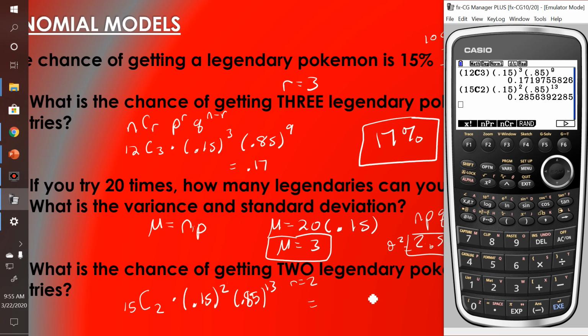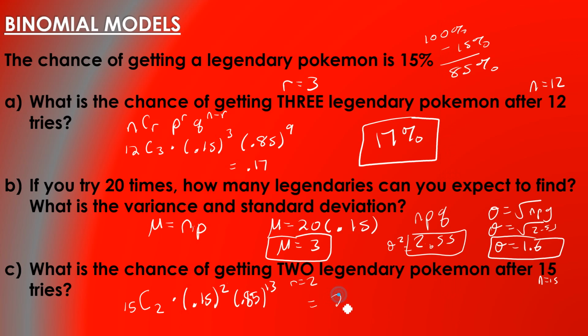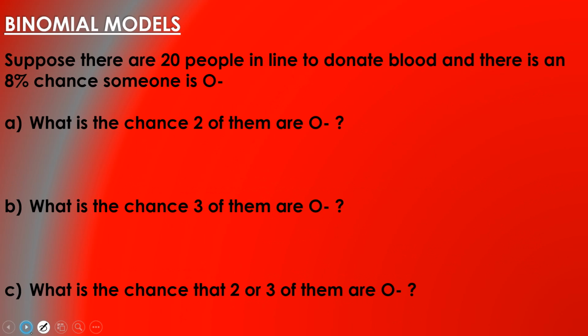And we get 28.6% chance that that will happen. Now, this is specific. This is exactly 2. So this would not count, say, if you got 3 or 4 or something more than what you were actually looking for.